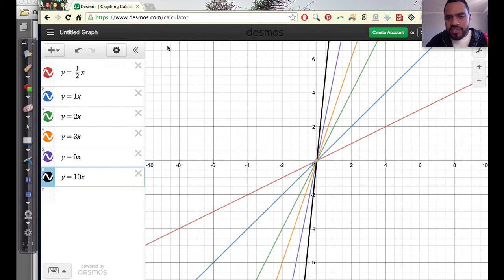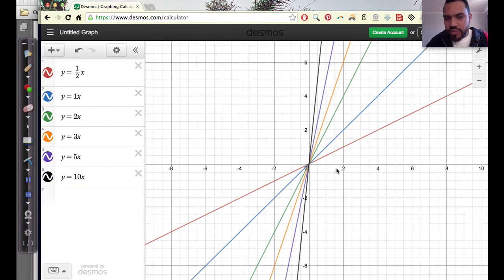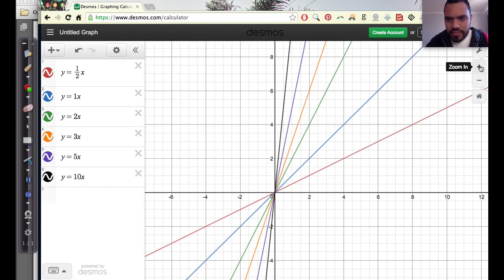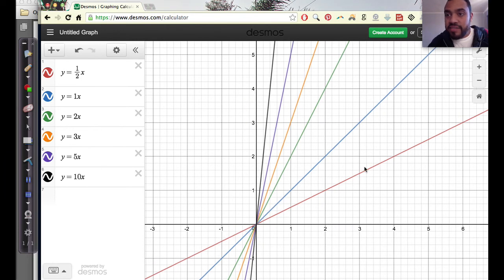Now I'm going to ask you to tell me a little bit about your observations. What do you notice here? What do you see? Well, we see many curves, right? We see many curves. So let me take 2 or 3 of them away. I'm going to take away 3x and maybe, yeah.